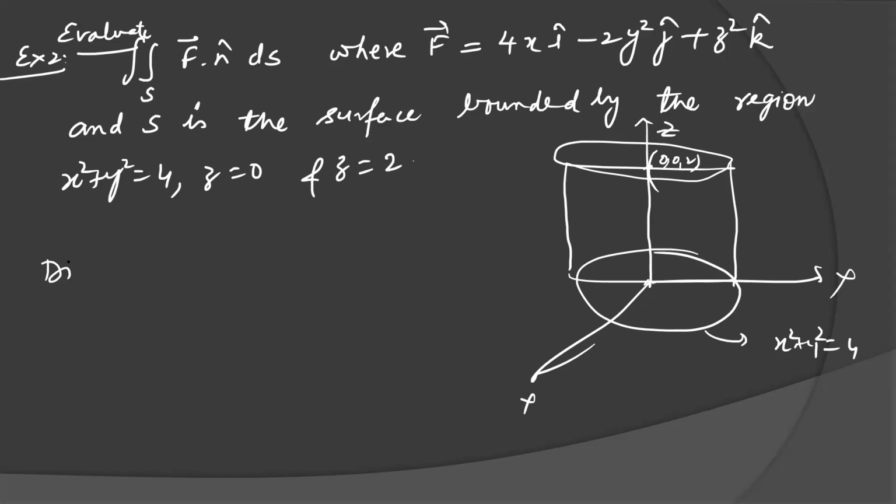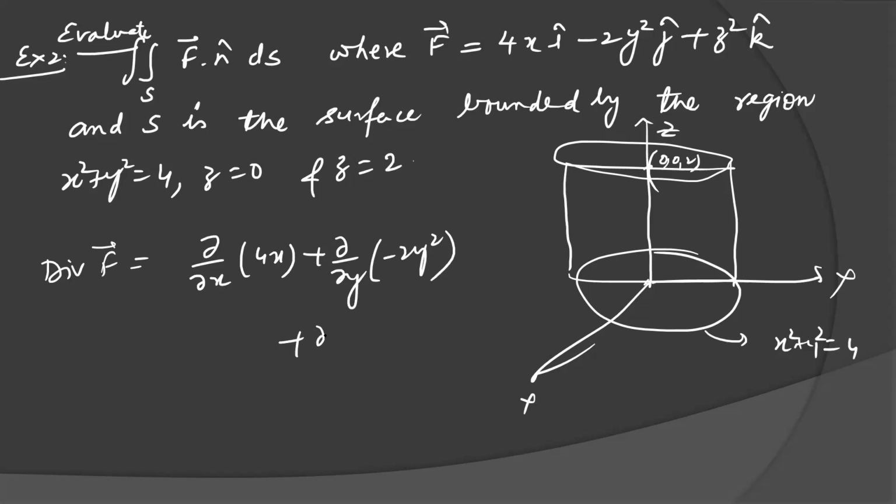So we will find firstly the divergence of F. That will be del by del x of 4x plus del by del y of minus 2y square plus del by del z of z square. So we will get 4 minus 4y plus 2z. The divergence is a function of y and z.